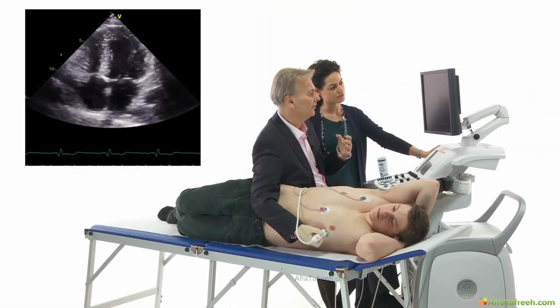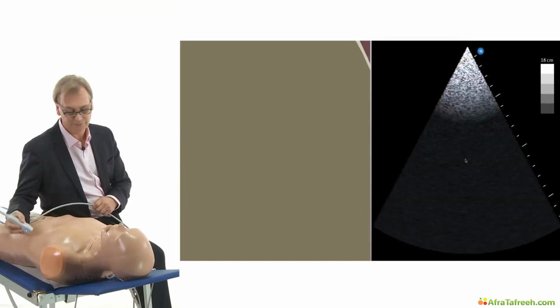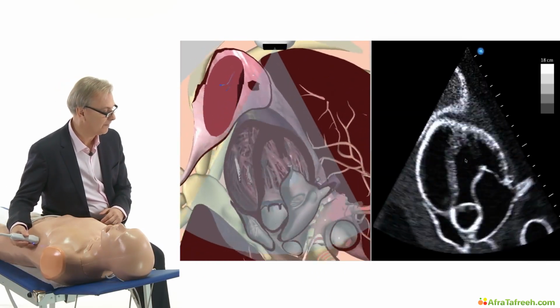So this gives me an understanding of the entire mitral valve, and some pathologies, as you will see, can be located in very small regions of the mitral valve, and you'll simply miss them if you perform just one four-chamber view.